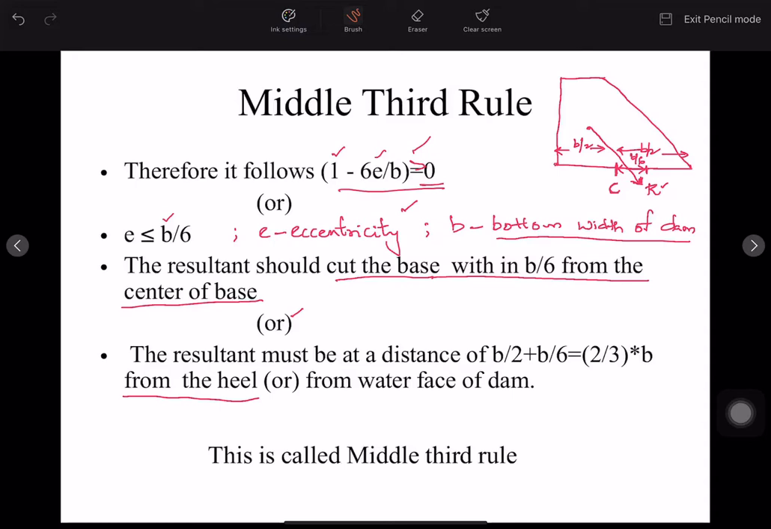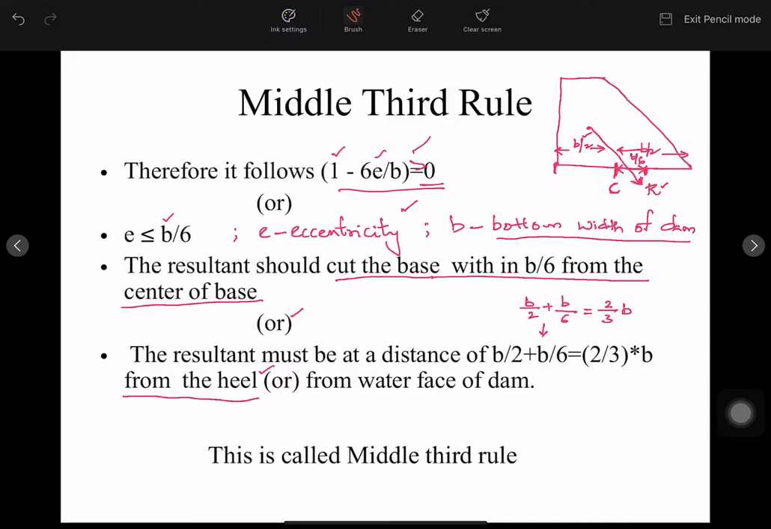So what is the distance from here to here now? Here to here is b by 2 and from here to here is b by 6. So the total distance will be b by 2 plus b by 6, which will be equal to 2/3 of b, right? So the maximum distance of R cutting the base of the dam should be 2/3 times the bottom width from the water face of the dam or from the heel of the dam.